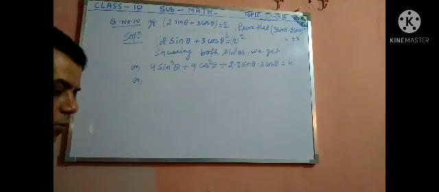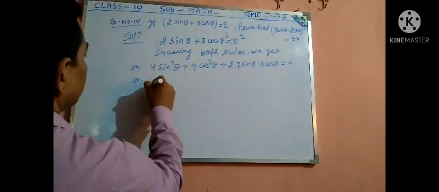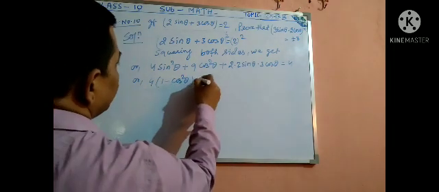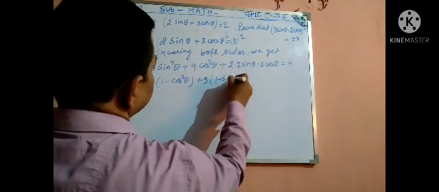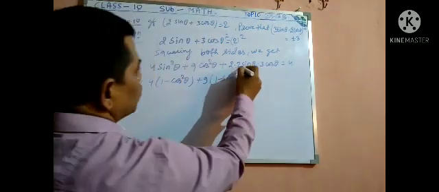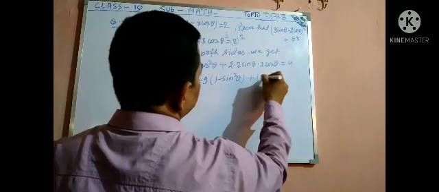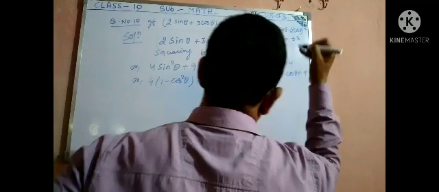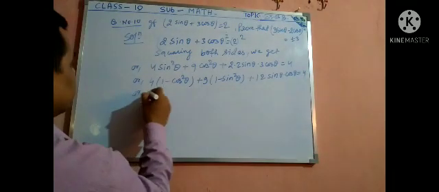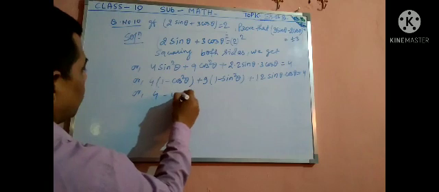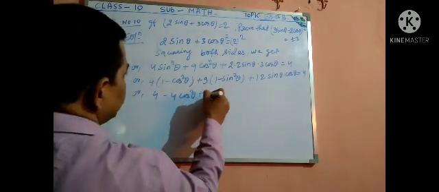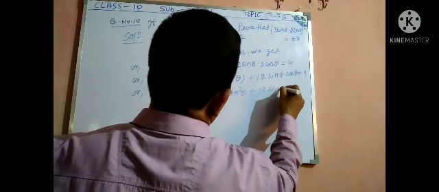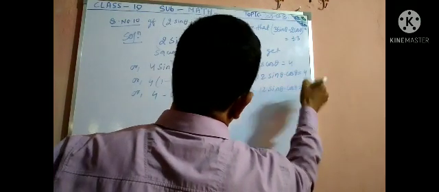put the value of 4 sin square theta is equal to 1 minus cos square theta, plus 9 cos square theta is equal to 1 minus sin square theta, and 2 into 4, 4 into 3, the 12 sin theta into cos theta is equal to 4. So that is 4 into 1, 4 minus 4 cos square theta plus 9 into 1, minus 9 sin square theta, plus 12 sin theta into cos theta is equal to 4.